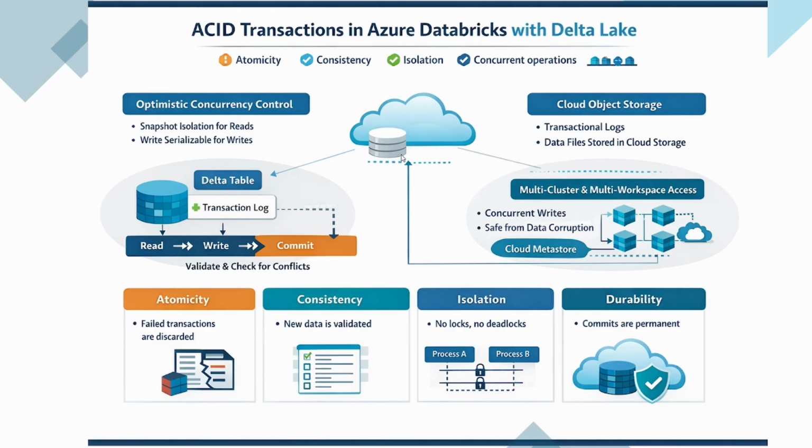So to sum it all up, ACID transactions in Azure Databricks with Delta Lake make your data safe, reliable, and consistent. Atomicity makes sure your writes are all or nothing. Consistency keeps your data rules intact. Isolation prevents chaos when multiple processes are working at once. And durability, well, your data survives crashes, outages, you name it.